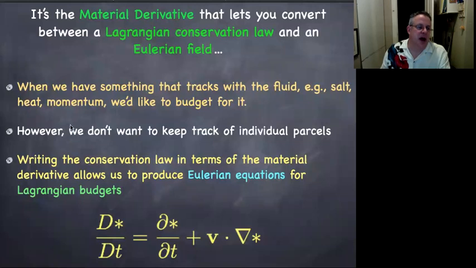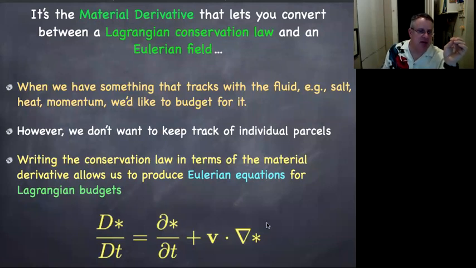Okay, so there is a concept that links the Eulerian and the Lagrangian perspectives, something called the material derivative. It's the thing that lets you convert between a Lagrangian conservation law and an Eulerian field. So when we have something that tracks with a fluid, like salt, heat, momentum, we'd like to budget for it. However, we don't want to keep track of the individual parcels, because like we said, there are too many of them. But we can write the conservation law in terms of the material derivative, this thing, big D/Dt, which allows us to produce Eulerian equations.